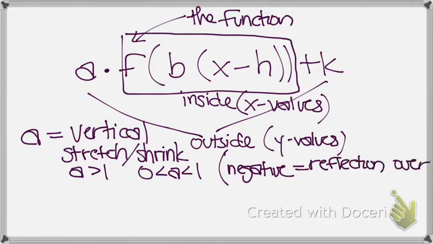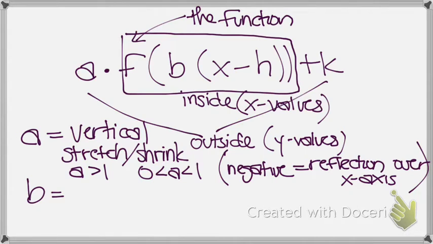over the x-axis. Now, something I want to point out there. We said anything outside affects the y values. So this is something you're going to do to the y values, but it results in a reflection over the x-axis. Okay? H and K are very simple, so it's the A and the B that tends to throw us for a loop, so we're going to take a minute on those.